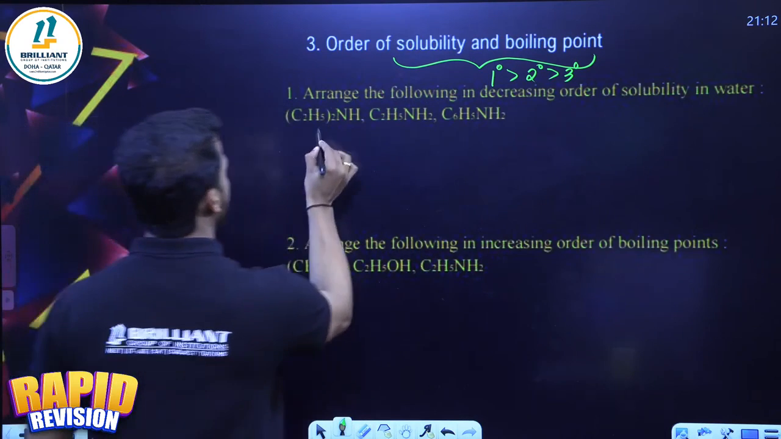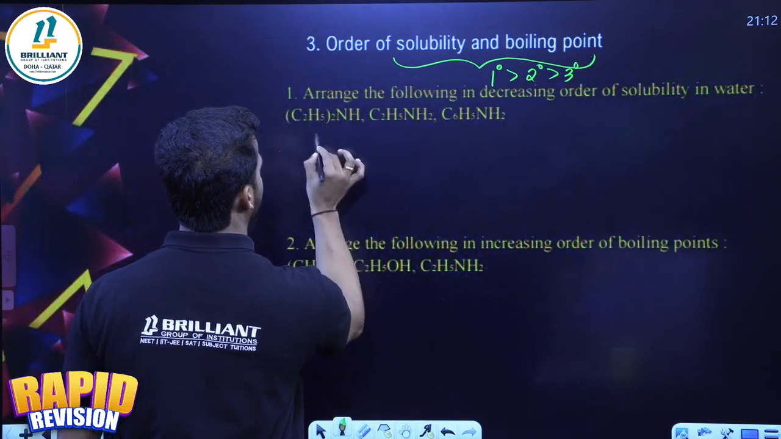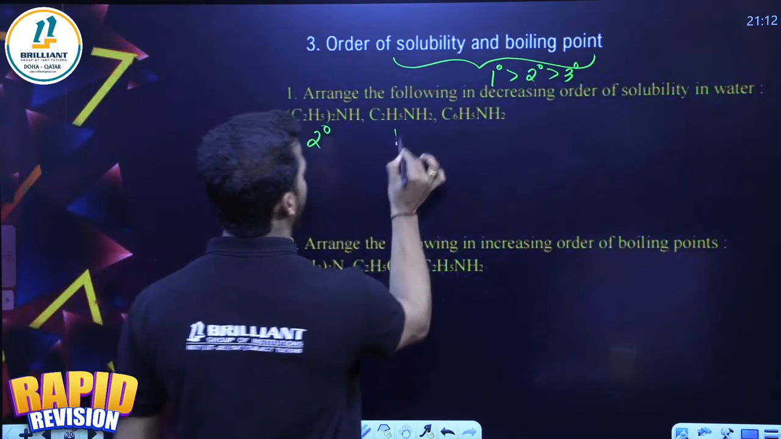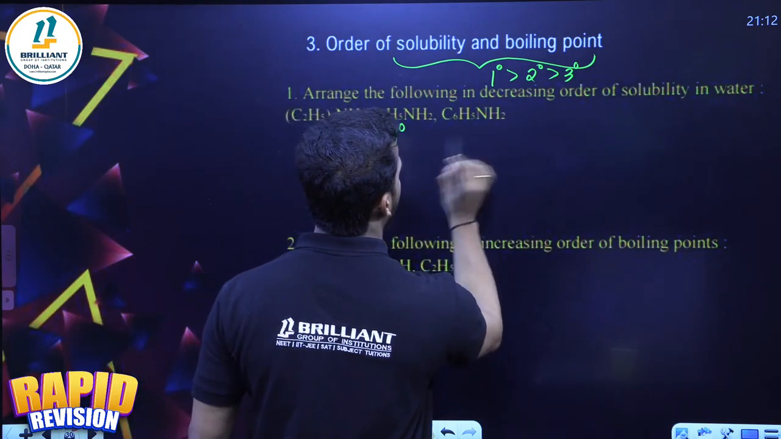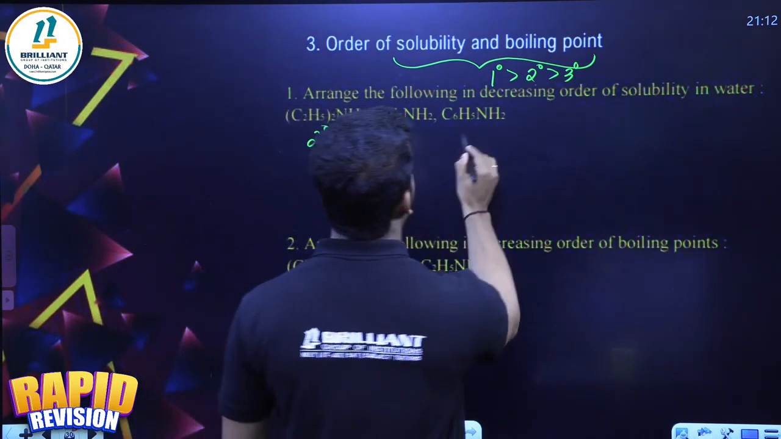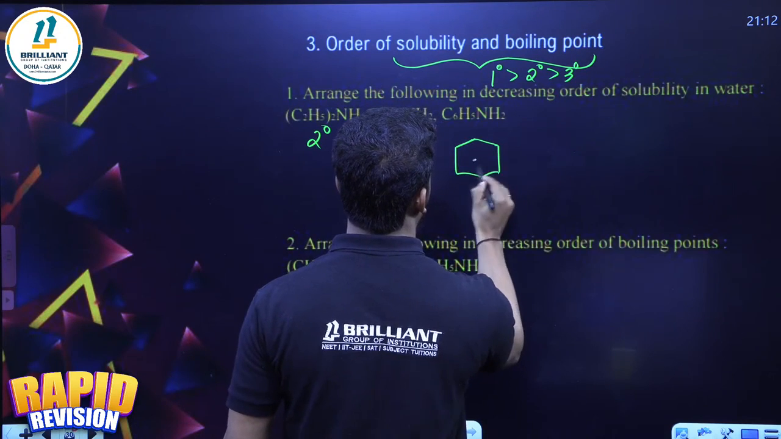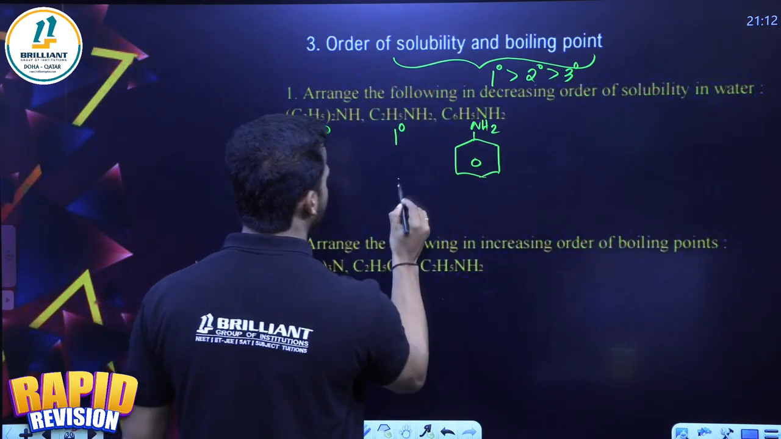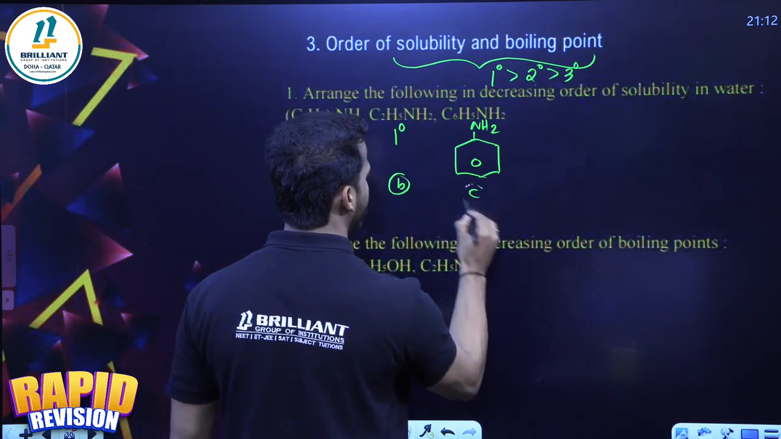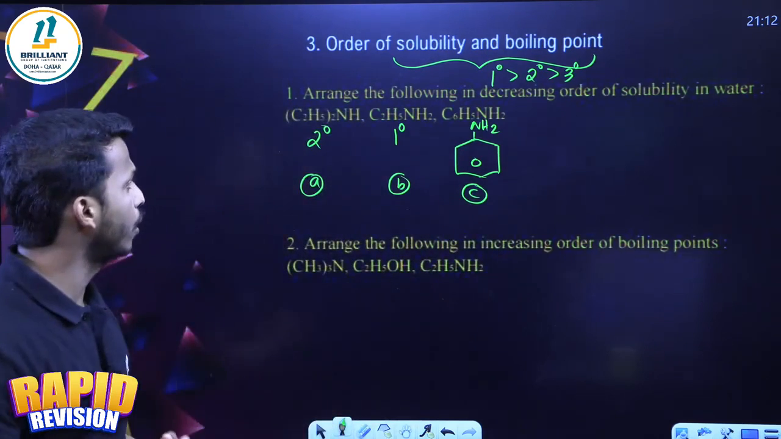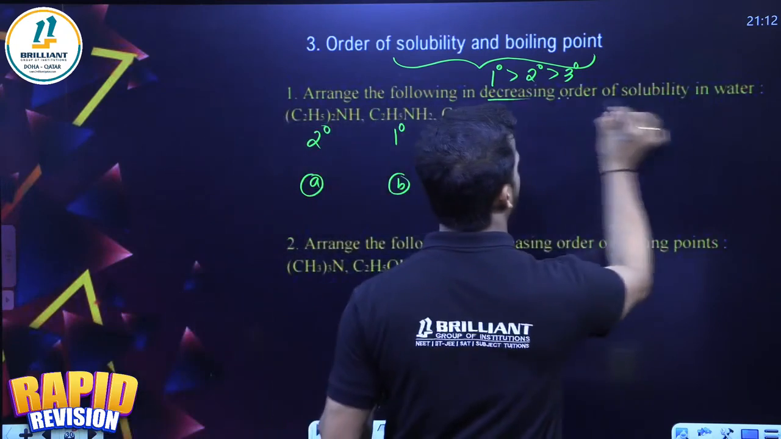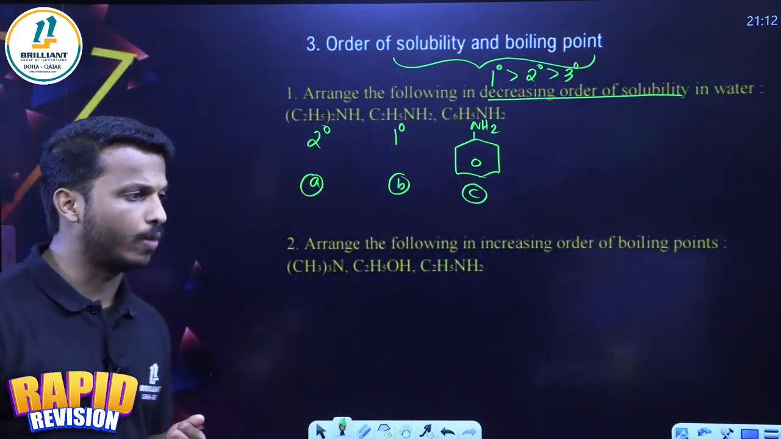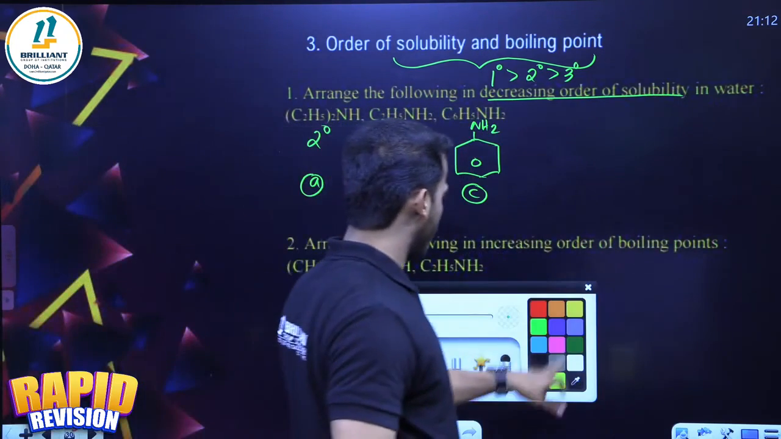So dear all, this is (C2H5)2NH. This is a secondary amine. This is a primary amine. This is aniline, okay? Let me consider this is A, this is B, and this is C. Tell me, dear all, which is more soluble? Which is the decreasing order of solubility among A, B, C?